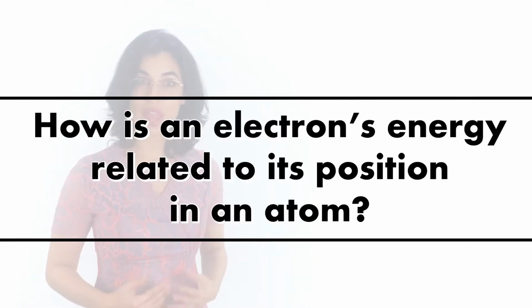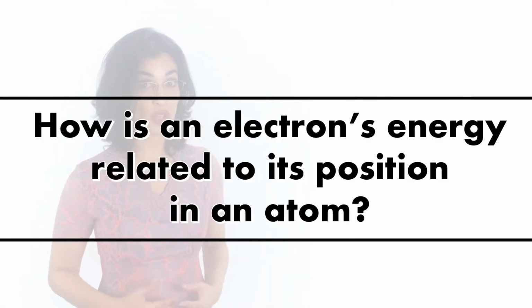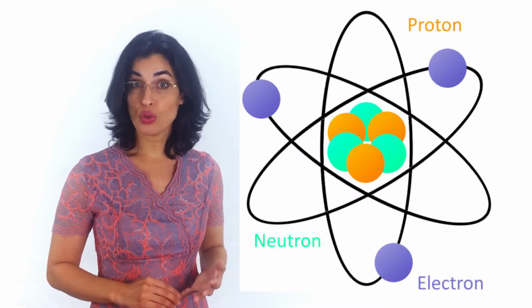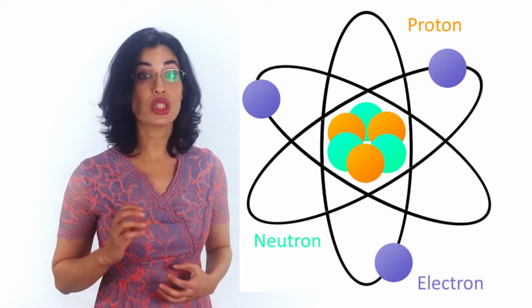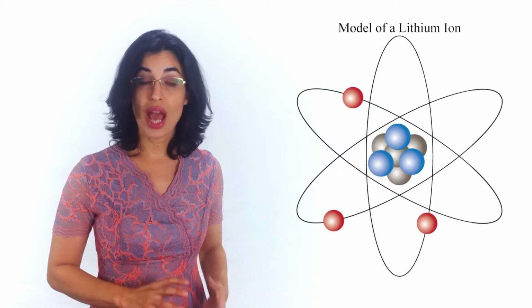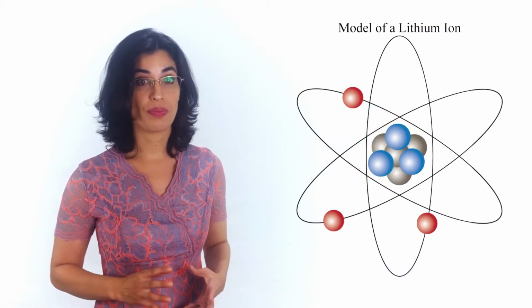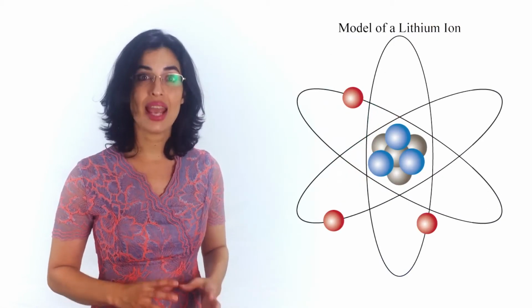How is an electron's energy related to its position in an atom? Remember that atoms contain protons, neutrons, and electrons. Each proton has a positive charge. Each neutron has a neutral charge, or no charge, and each electron has a negative charge. The atomic number of an element is the number of protons in each atom of that element. In a neutral or uncharged atom, the number of protons equals the number of electrons.